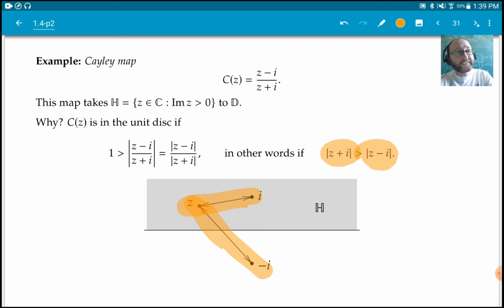So next lecture, we're going to move to chapter 2, and we're going to actually look at the functions that we are interested in, holomorphic functions. So that's what we're going to do next time. All right.